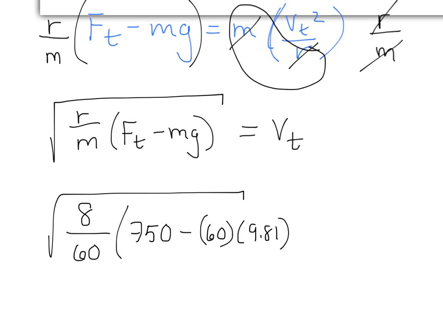Please remember that you need to multiply 60 times 9.81 first, and then you can subtract it from 750. In the other class, some students made the mistake of subtracting 60 from 750 and then trying to multiply that by 9.81. But PEMDAS tells us multiplication comes first, so simplify this right here and then subtract these two quantities. Please check. Take out your calculator. Please check.